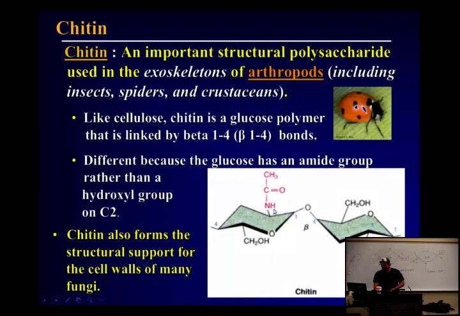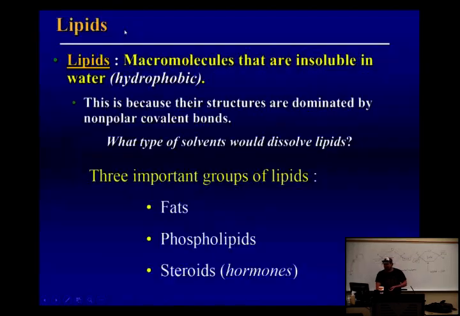So this has a modified amino group linked to it. It's actually called an amide, but don't worry about that. Just know that it's beta 1,4. So on the test, I might ask you what kind of bond is found in chitin. You guys get the idea? All right. So any questions about this stuff?